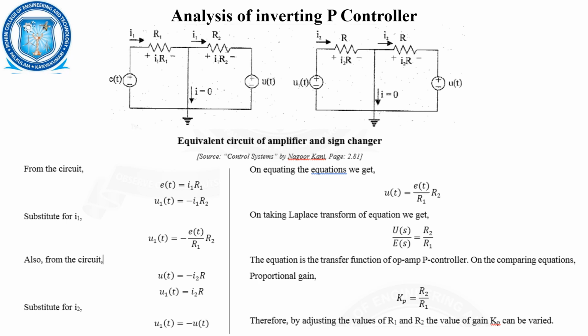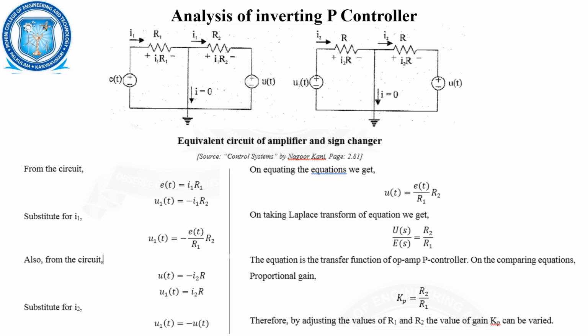Here R1 is there, R2 is there, its input is E of t, and let us consider an intermediate voltage known as U1 of t. This is actually U1 of t. And next, this U1 of t is being supplied as an input to the sign changer. Here we have R value, this is also R value. Let this U1 of t be there, and its output is U of t. The actual output of the P controller is U of t and the input is E of t. U1 of t is considered as an intermediate between the inverting amplifier and the sign changer.